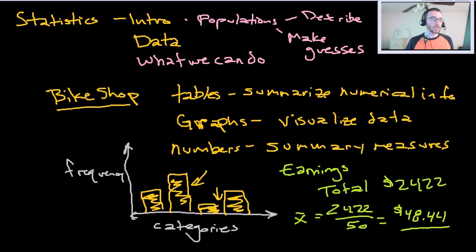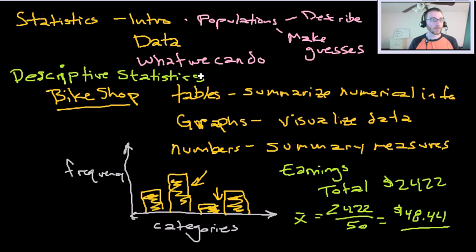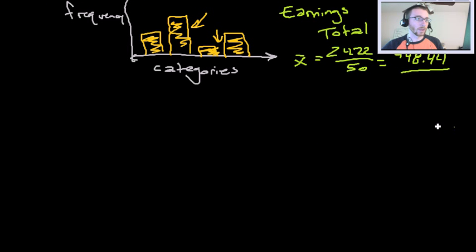Okay, so this right here is called descriptive statistics. And it's very useful, right? Lots of times what we want to know is just, what do our data look like? What does our population look like? Descriptive statistics tells us that, right? But most of the time we're not content to simply describe the data. Usually we want to do something more with it.